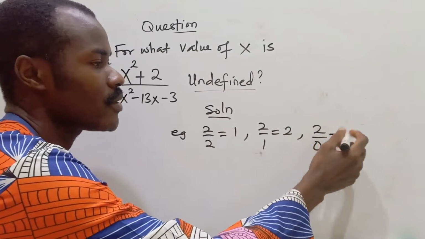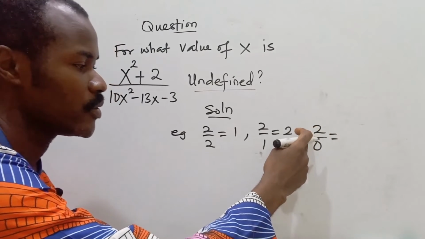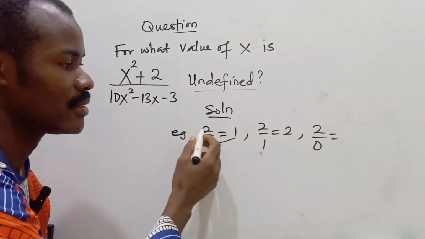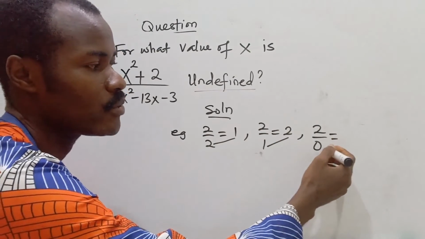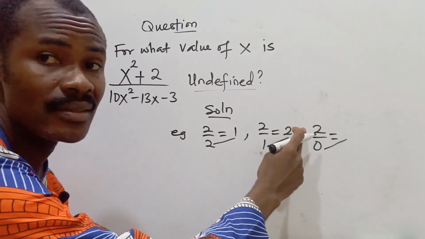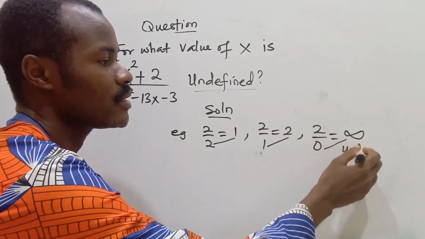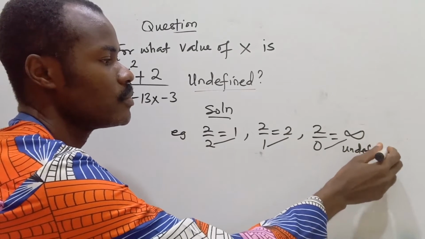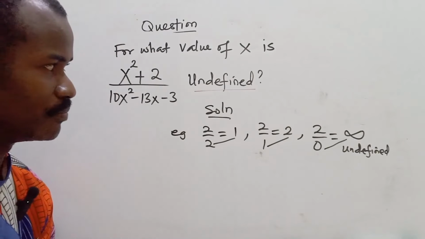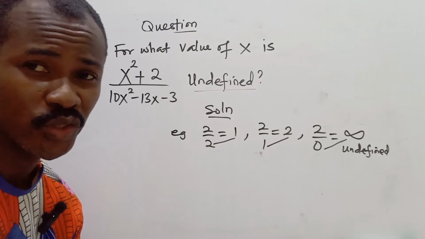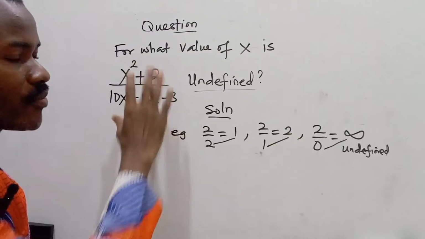there are no amounts of zeros you are going to add to get to 2. There is nothing you multiply with 0 to get this. So we'll say this is infinity, or we'll say it is undefined. So that is what we mean when a fraction or a ratio is undefined. Having understood this, we can now solve this problem.